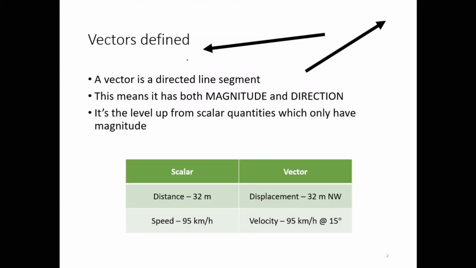Okay, so let's talk about what a vector is. Directed line segment. So when I talk about a scalar, I'm talking about quantities like distance or speed. They have a magnitude. So if we look on this chart here, the distance is 32 meters. Okay, that's scalar. The minute I add a direction, the minute I say northwest to the east, at 18 degrees, I've added a direction and I've taken my scalar quantity and turned it into a vector.